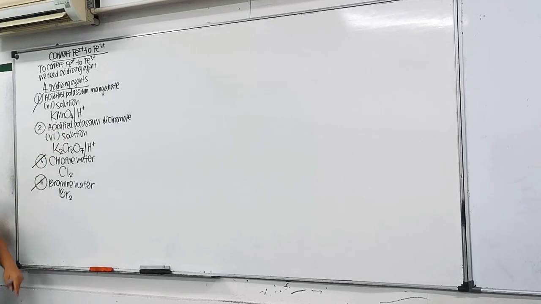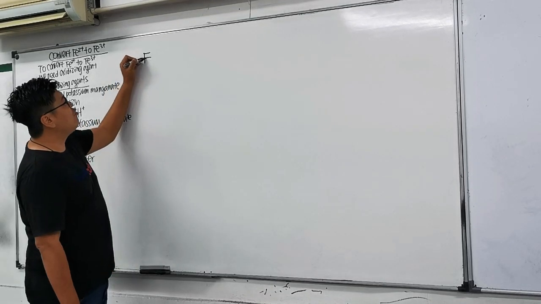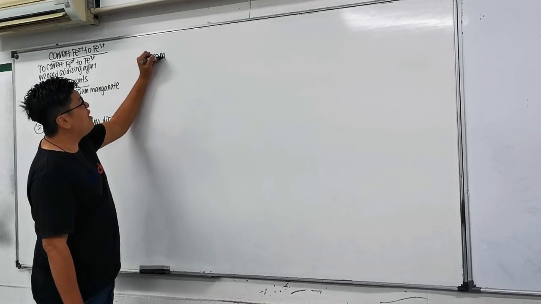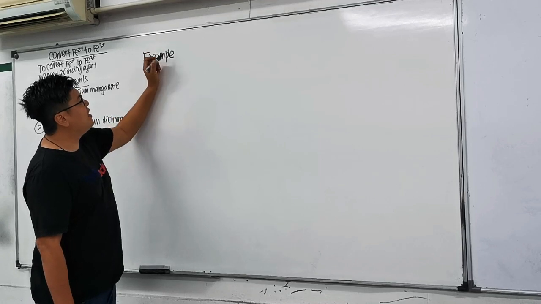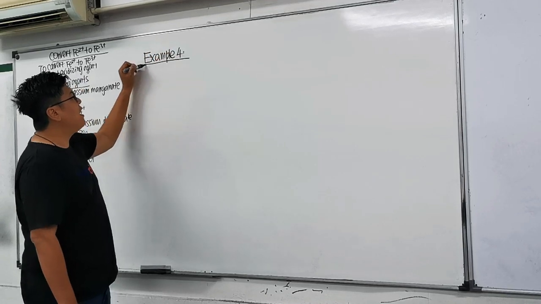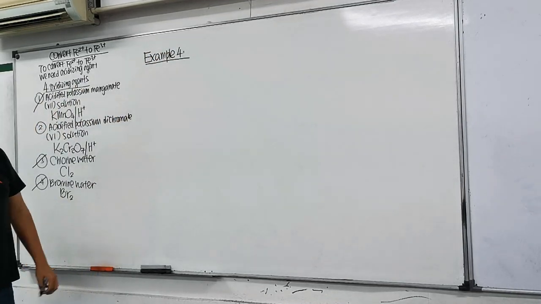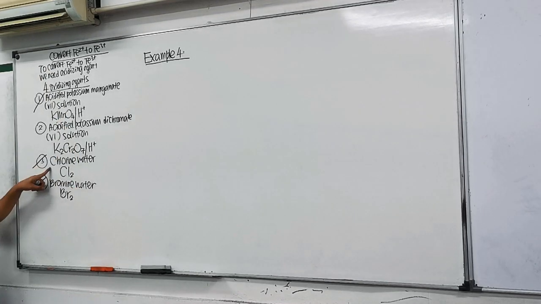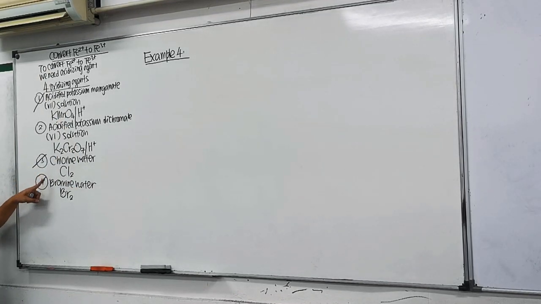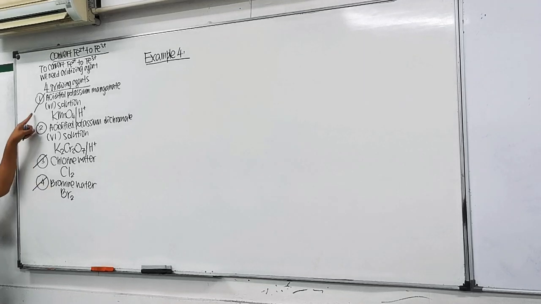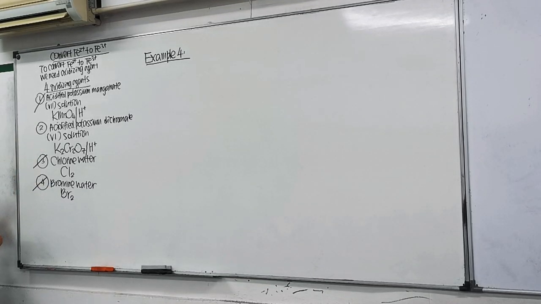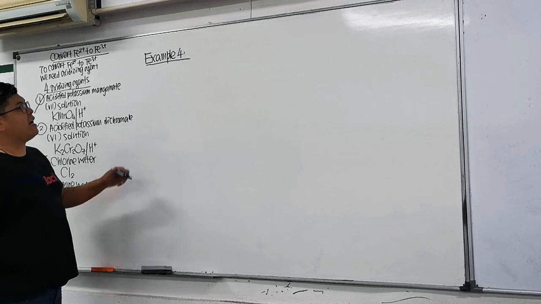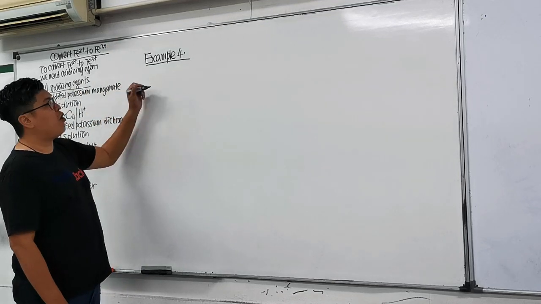Acidified potassium dichromate(VI) solution. Let's do the last example before I let you do some exercises on your own. Come, let's do this. This is example number 4, an extension from last week. Last week, in example number 1 I used chlorine water, in example number 2 bromine water, and in example number 3 acidified potassium manganate. Come, let's do this together. Then I'll let you do one question on the whiteboard here.